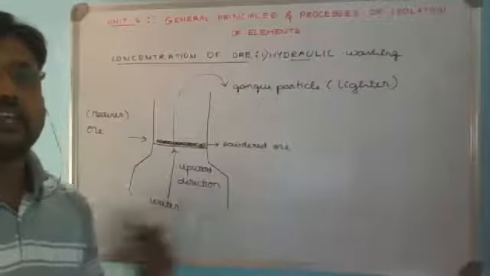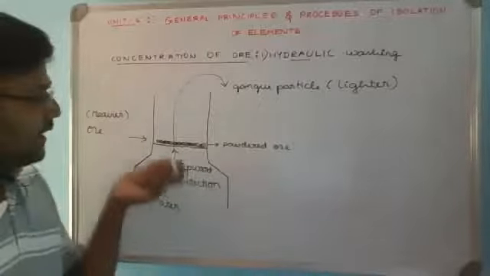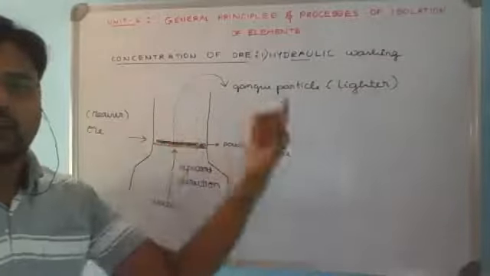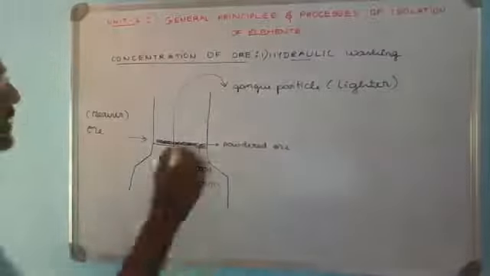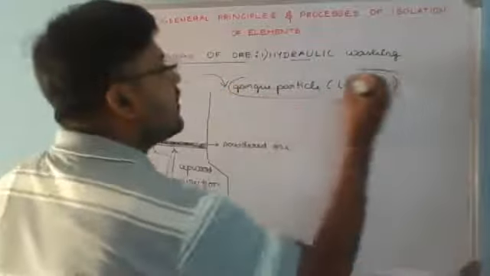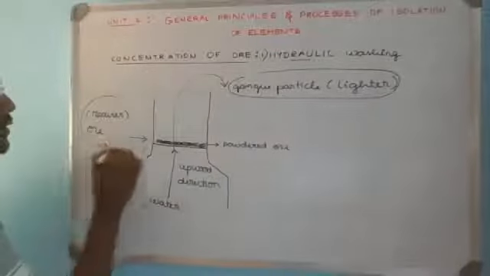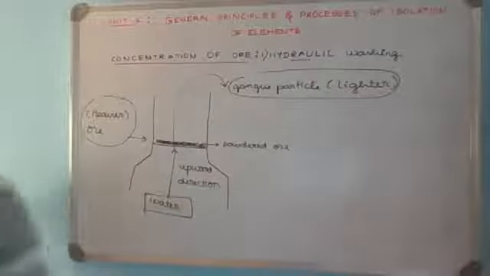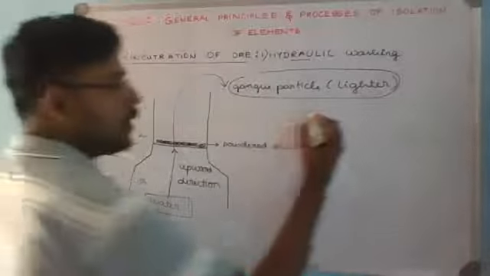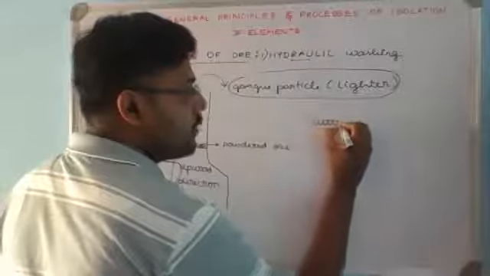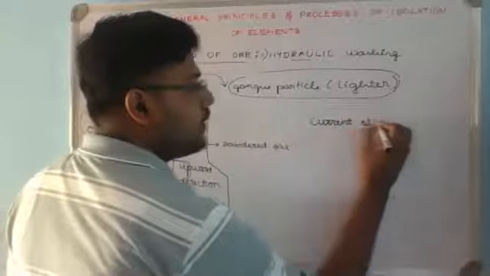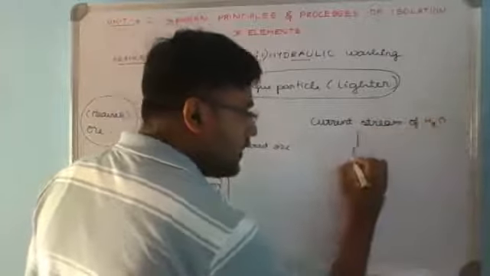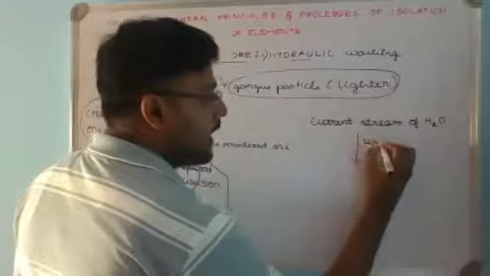This process can be repeated a number of times until you ensure that the concentrated particles are devoid of the gangue particles. So the principle behind this is information you need to remember. In the hydraulic washing method, you are going to pass a current stream of water, and it is passed in the upward direction.